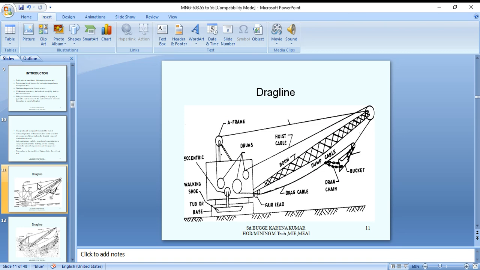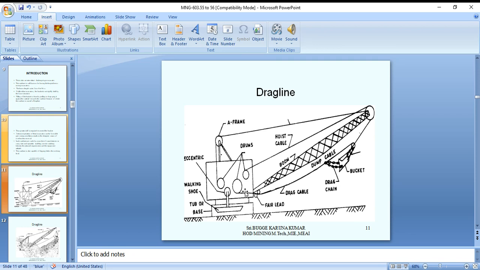Now the frame, eccentric, walking shoe, base and fair lead each have an important function. You can see that this is not an image but a line diagram. You can observe the operations and how they work inside. Here there is a drum, called the drag drum, just like a winding engine drum. The rope is coiling and uncoiling here. Another is the boom drum, and next there is also a hoisting drum.